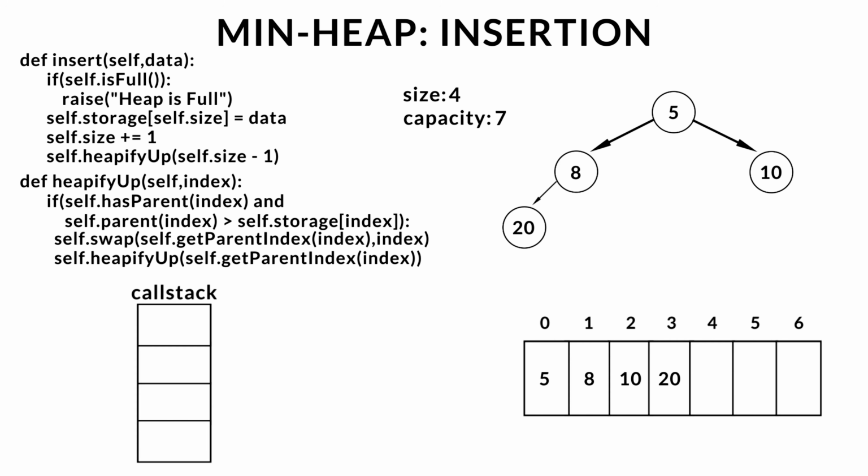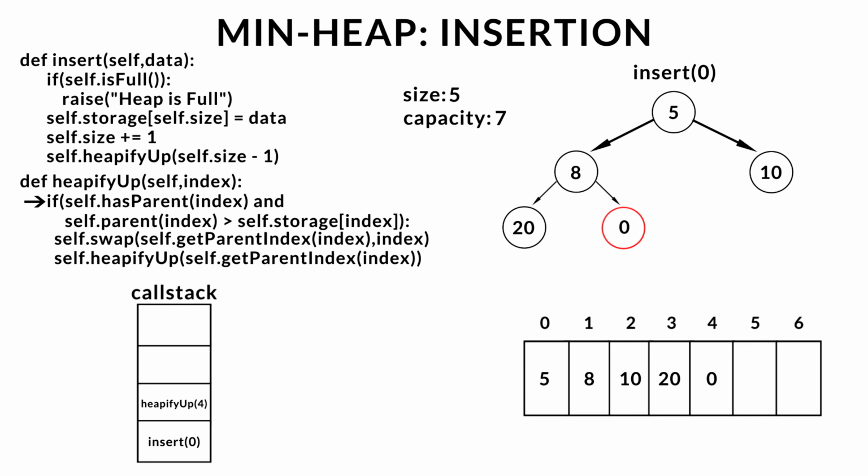Alright, so let's go ahead and give one more example with the recursive implementation. Let's invoke our insert method, this time passing in 0 as an argument. So let's push this on top of the stack. Is the heap full? It's not, so let's store 0 within the last position within the heap. We then increment the size since we successfully added to the heap, and then we invoke our HeapifyUp method, passing in the index of the last element we inserted, which is 4. So we can push this on top of the stack.